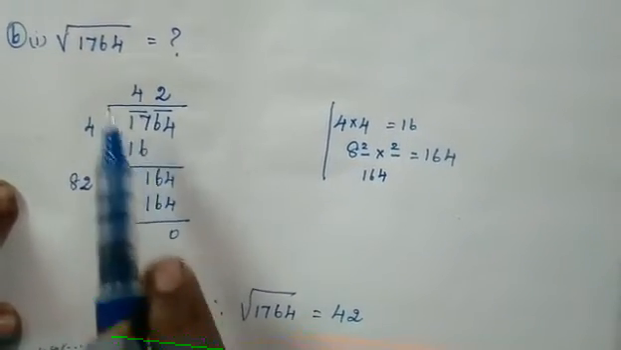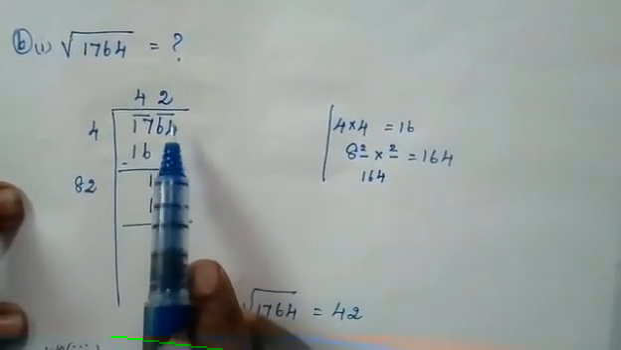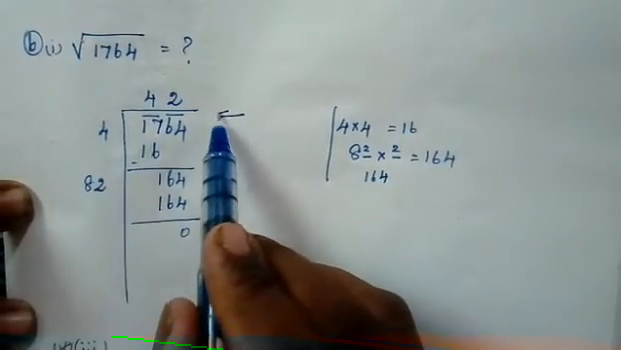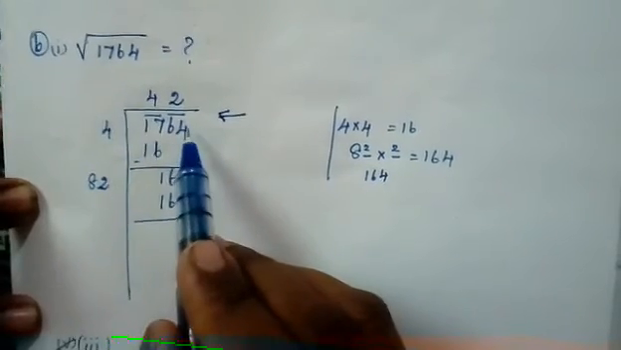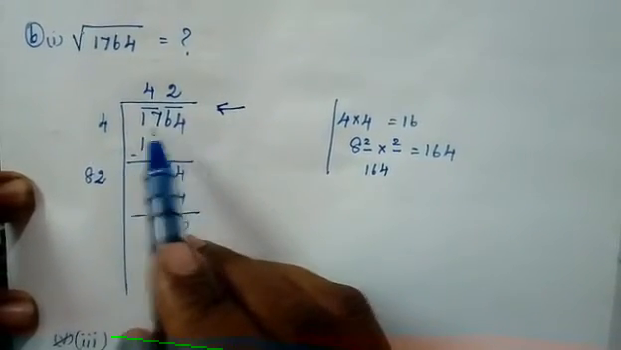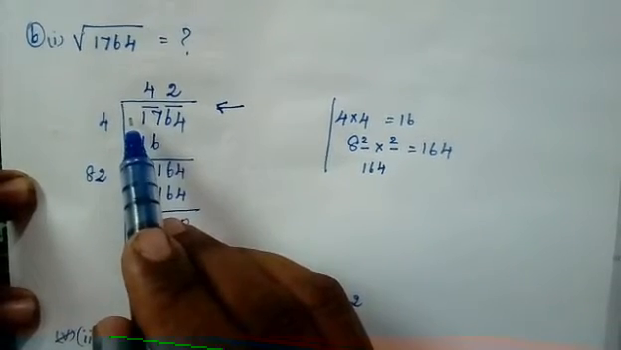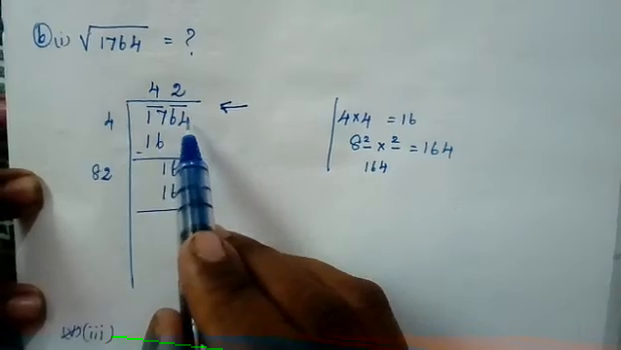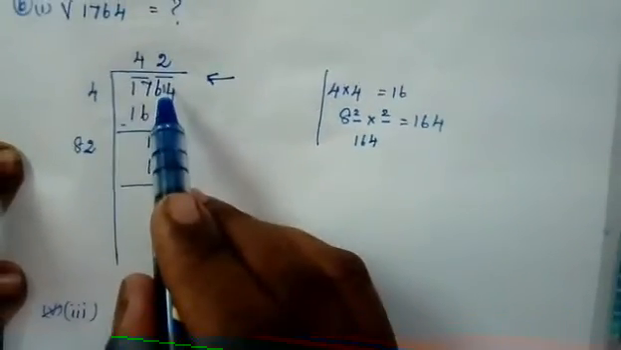For the long division method, we have to follow some rules. First, we write the given number under the square root symbol. Then you make pairs of numbers starting from the right hand side. Pair of numbers means two numbers make a pair. Suppose any number does not have a pair, you leave that number as a single digit. So here 1764, that is 17 and 64, 2 pairs are there.